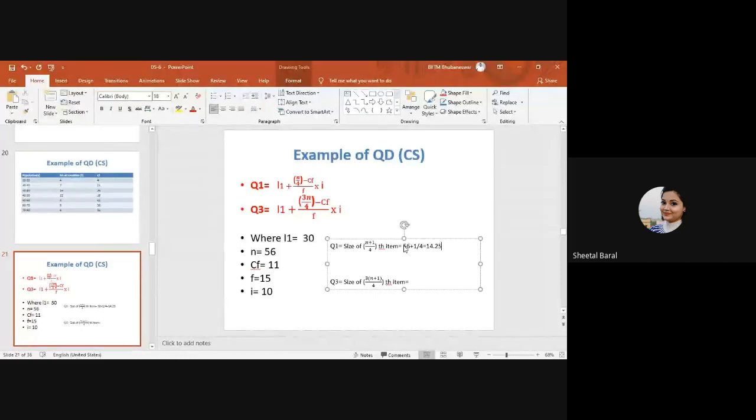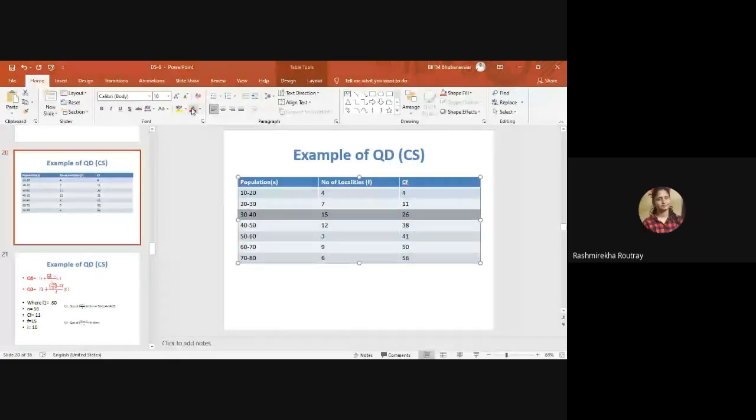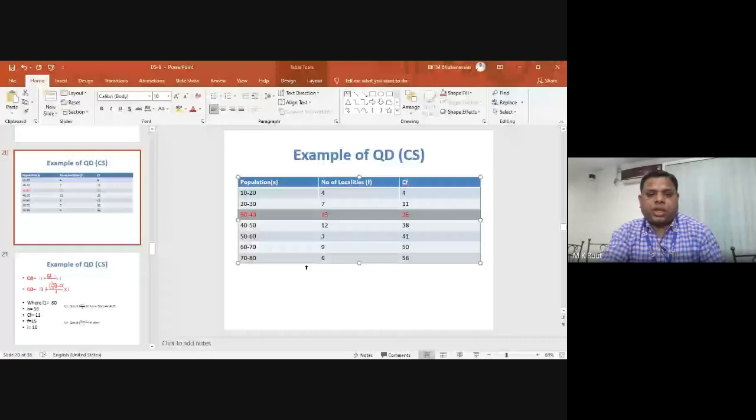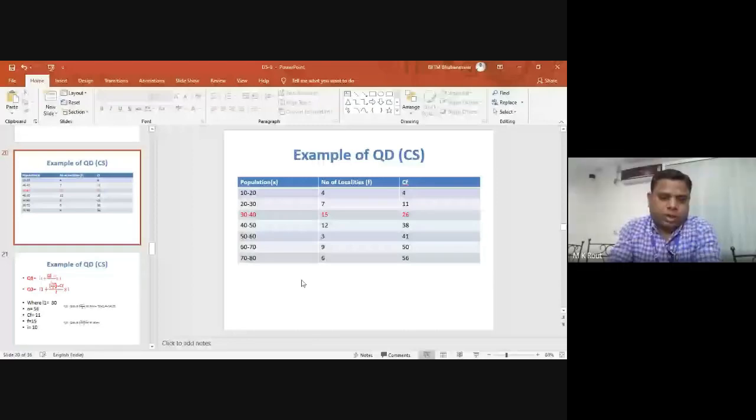14.25 lies in between which area? I just moved to the previous slide. 14.25 means 26. How should we choose it? 30 to 40. Okay, so here, what is your lower limit? 30. 30 is your L1 value, or L1 equals 30.